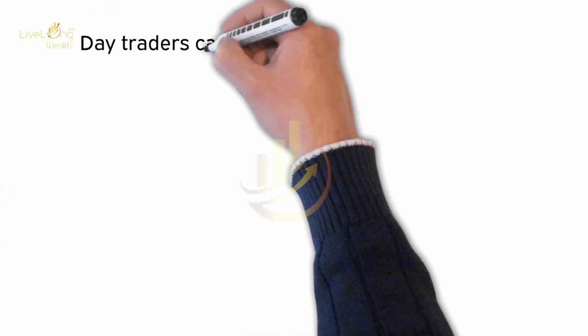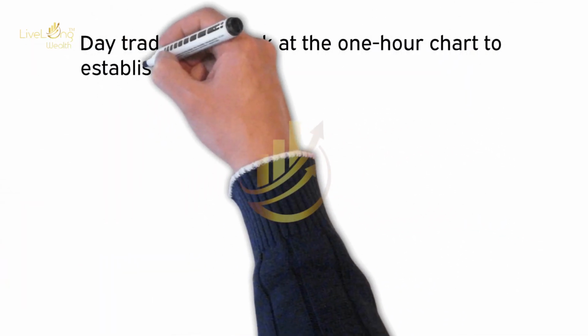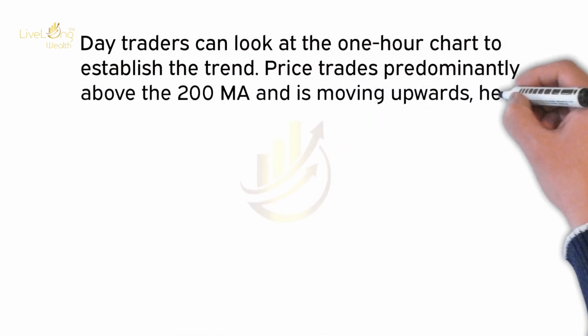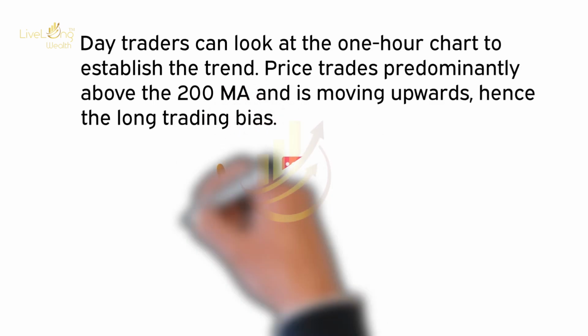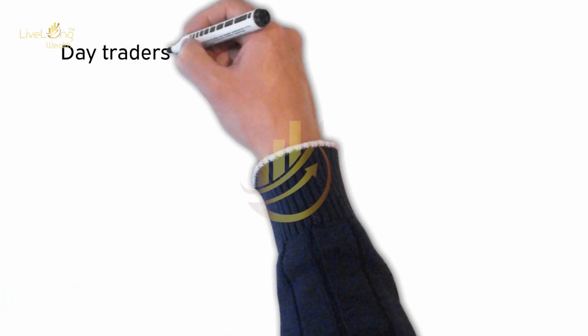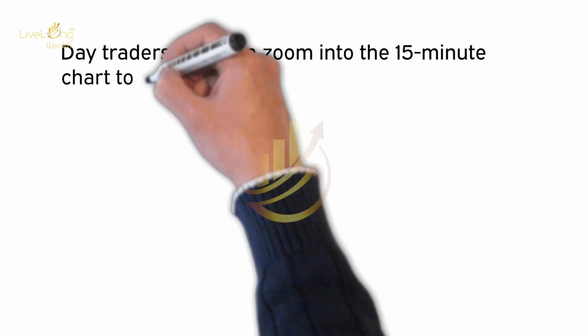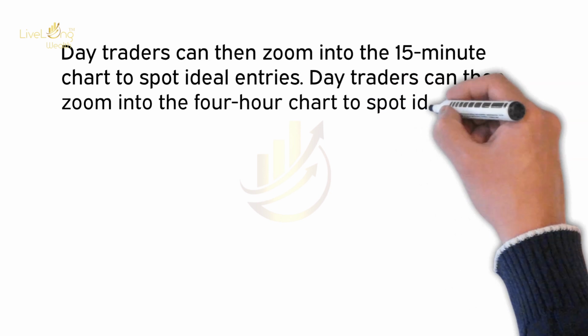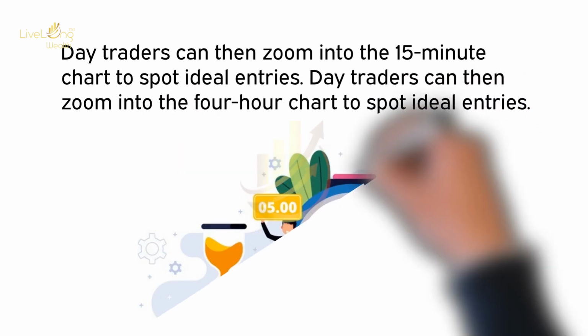Day traders can look at the 1-hour chart to establish the trend. Price trades predominantly above the 200 MA and is moving upwards, hence the long trading bias. Day traders can then zoom into the 15-minute chart to spot ideal entries.